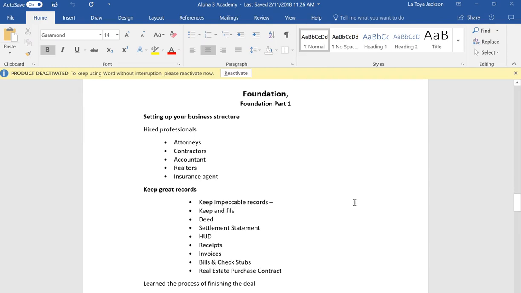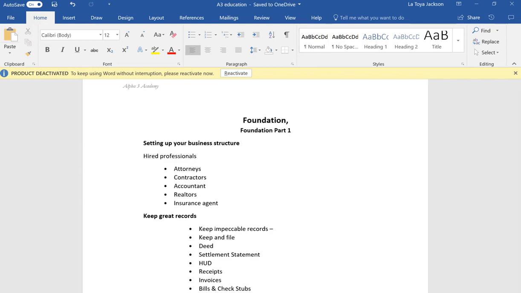So in real estate, we have what is called the 6 Fs of real estate. You have what is called the foundation, finding a deal, funding the deal, fixing the deal, flipping the deal, and finishing the deal. Okay, so when you're getting started, you want to start setting up your business structure. So you need to hire professionals in the business. So when you're getting started, you want to have attorneys, contractors, accountant, realtors, and an insurance agent.